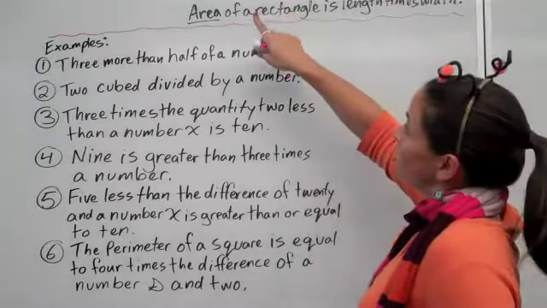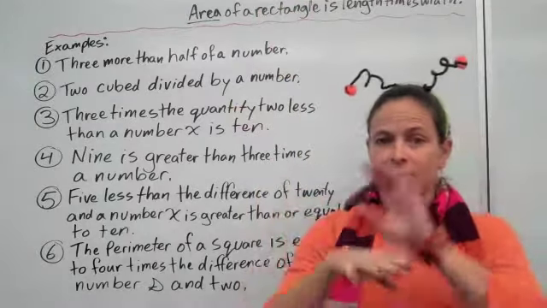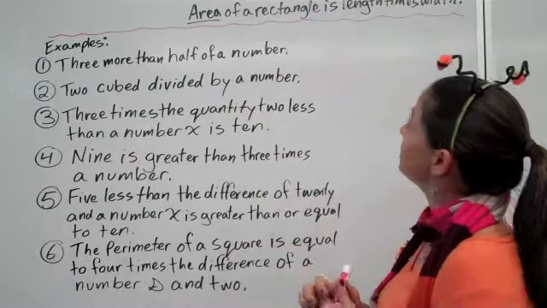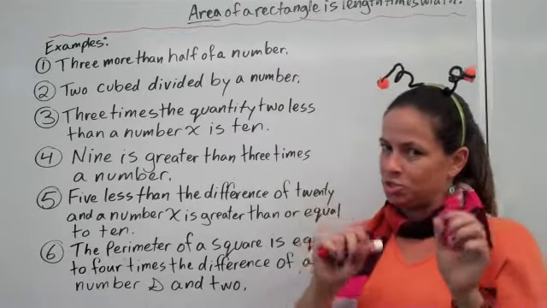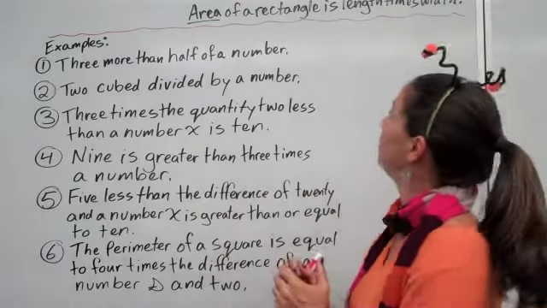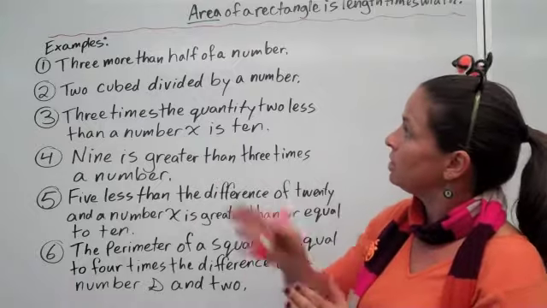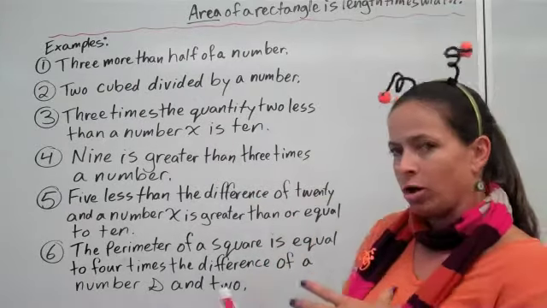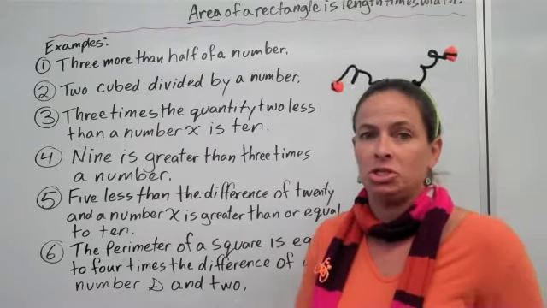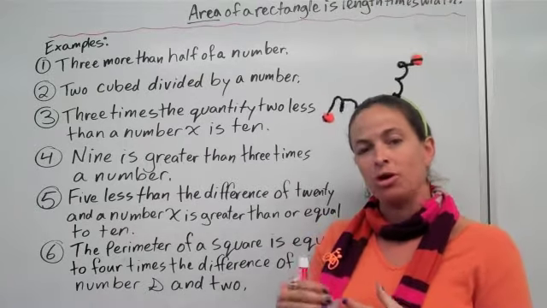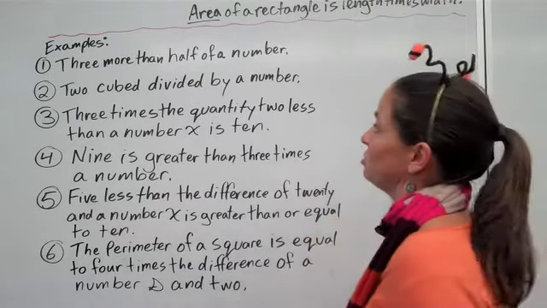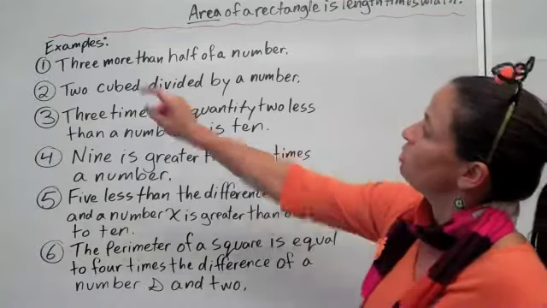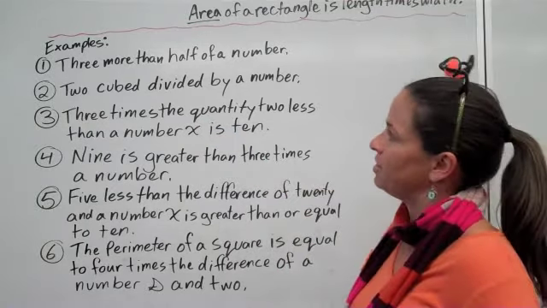All right, so you had in your toolbox that perimeter is the sum of the side lengths, and area of a rectangle, which a square is a specific type of rectangle, is length times width. So we are going to translate these verbal expressions and equations and word problems into actual numerical and algebraic expressions and equations. So number 1, 3 more than half of a number.